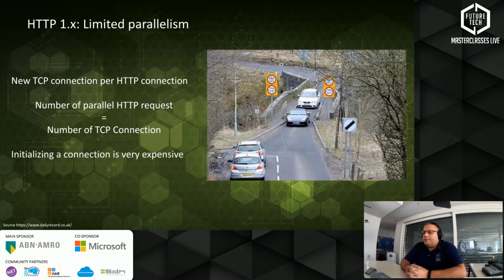Why is this important? Because previously in HTTP1, we had limited parallelism. For every HTTP connection that we establish with the server, the HTTP connection is based on a one-to-one relation with the TCP connection. So the initialization of this connection is very expensive. And also the number of parallel HTTP requests that a client can make is equal to the number of TCP connections that the device is able to open.